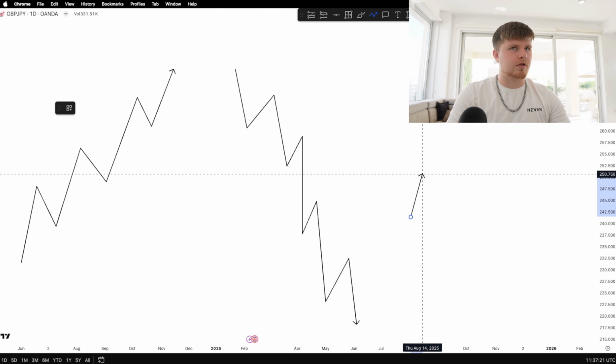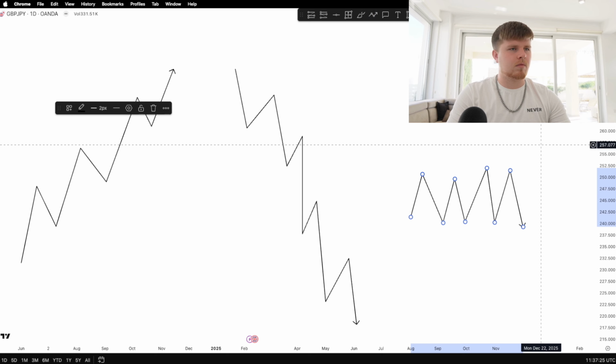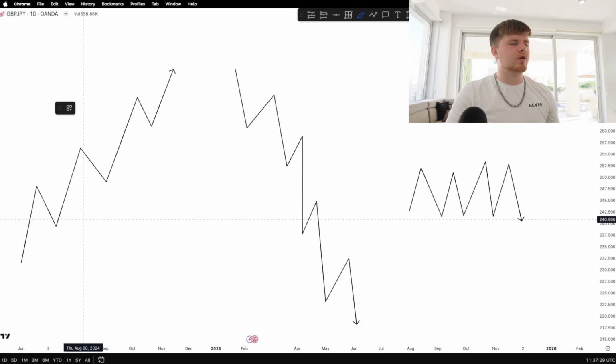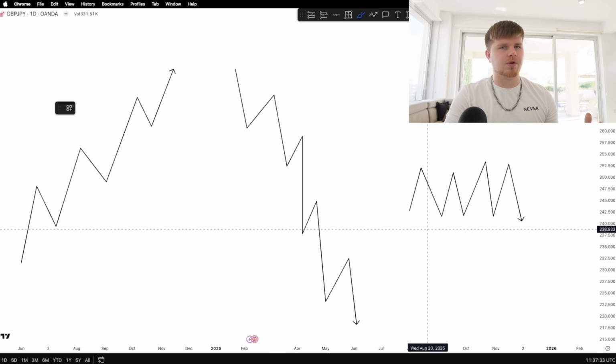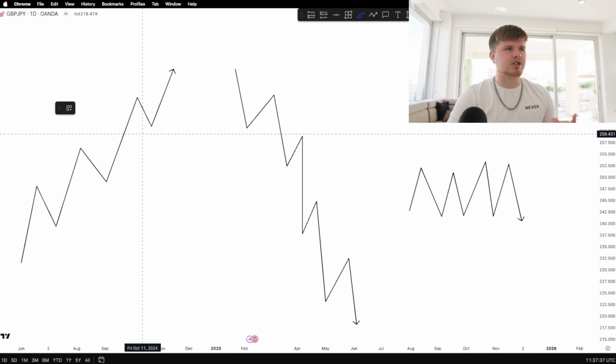Now if we just draw a consolidation, here you can see we have a nice consolidation. Okay, so this is an upwards move, very straightforward. A downwards move, very straightforward, and a consolidation, okay? Now, the thing here is that liquidity is found at every single high and low.